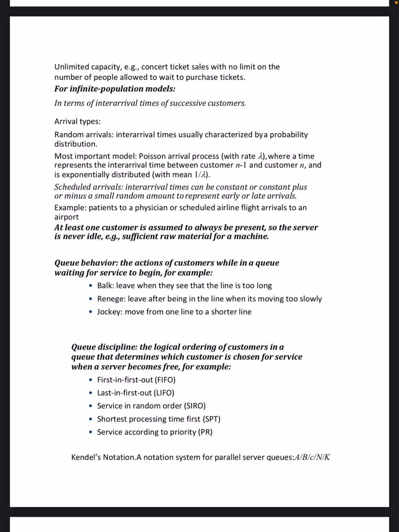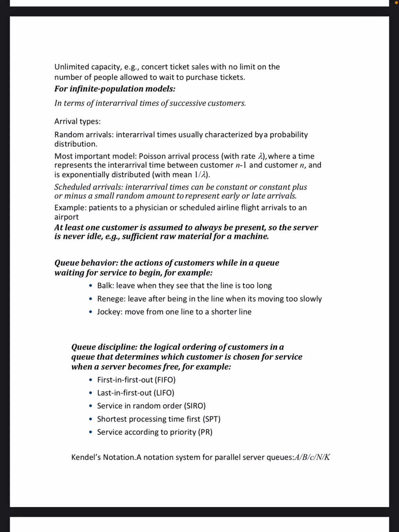Queue behavior: the actions of customers while in a queue waiting for service to begin. For example, balk: leave when they see that the line is too long. Next, renege: leave after being in the line when it is moving too slowly. Then jockey: move from one line to a shorter line.